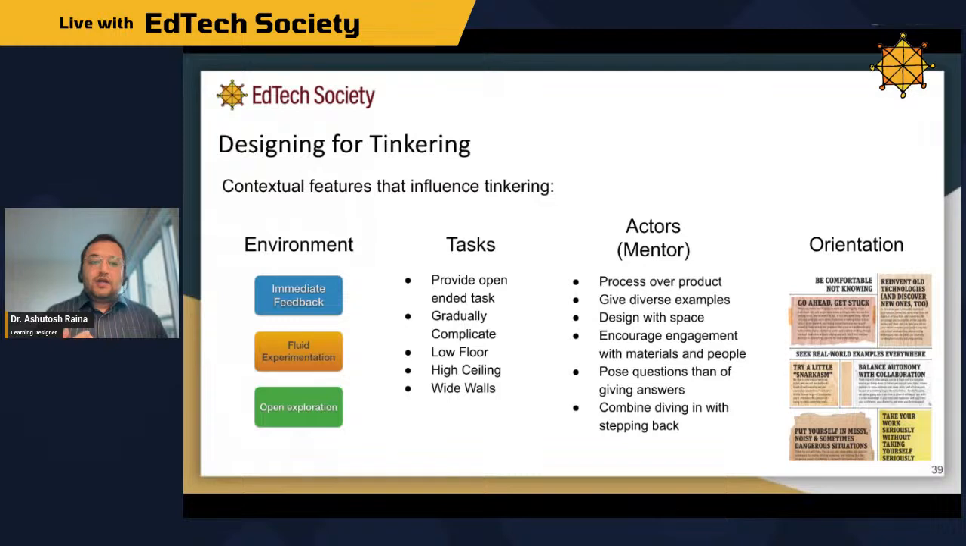Whenever you see learners are stuck, they ask you something, the tendency to help should be more like posing questions than giving direct answers. And also the mentor should be able to get the learners to dive into the concept or dive into the building, and also take a total view of what is happening. So these are certain factors that influence tinkering.